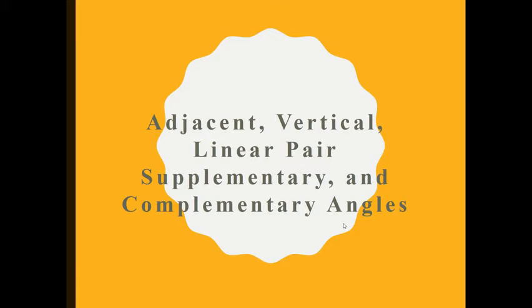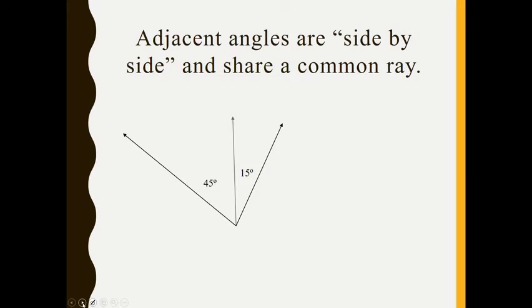All right, guys, you should have your notes already printed out or you're going to handwrite your notes. These are the vocabulary words that you want to write down. The first one is adjacent, vertical, linear pair, supplementary, and complementary angles. All right, let's start with the first vocabulary. You want to write this down and actually write an example to help you out.